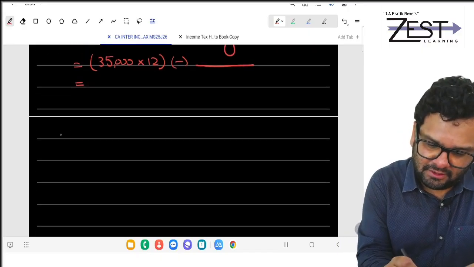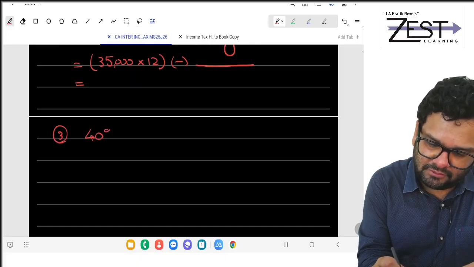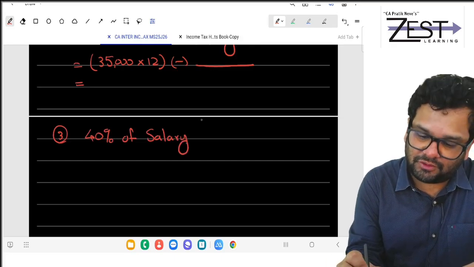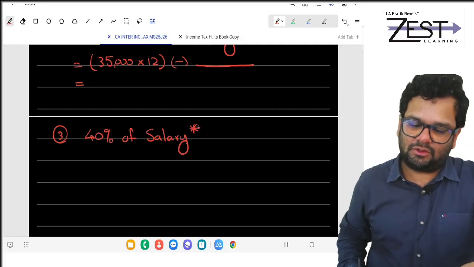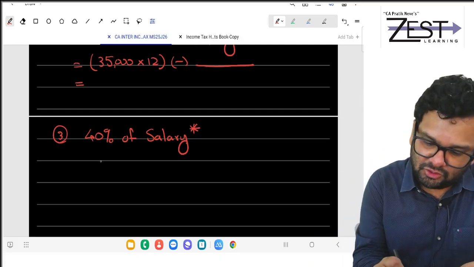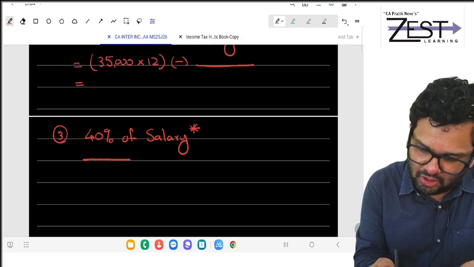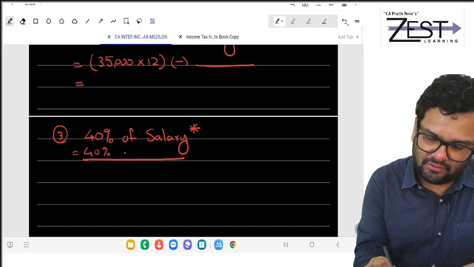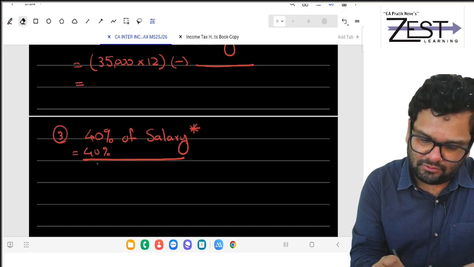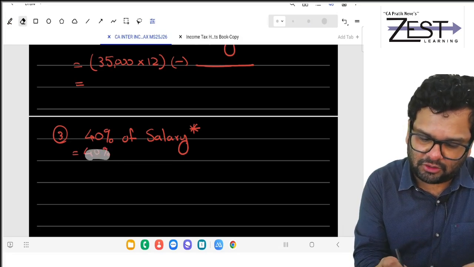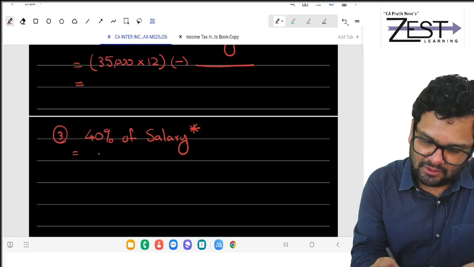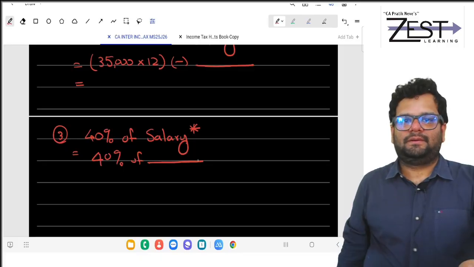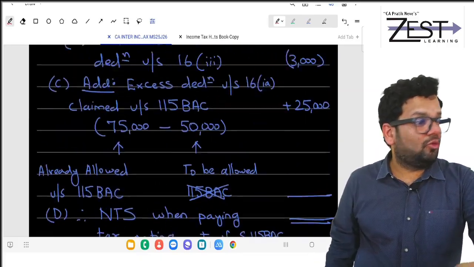Third point will be 40% of. Acha, but did you take 40 or 50? Do you know where to take 50, where to take 40? So 40% of salary dash, 40% of dash. Everything is, we are waiting to get what? Salary. Because 40% of dash. Understand? I should go back to HRA.